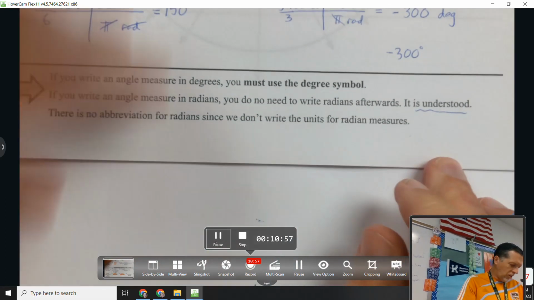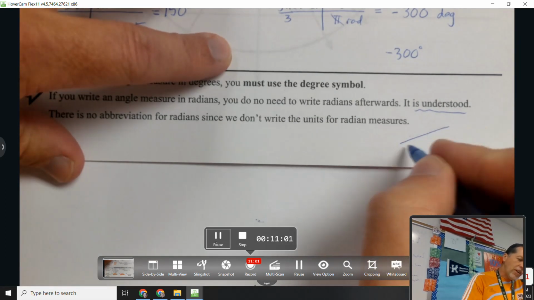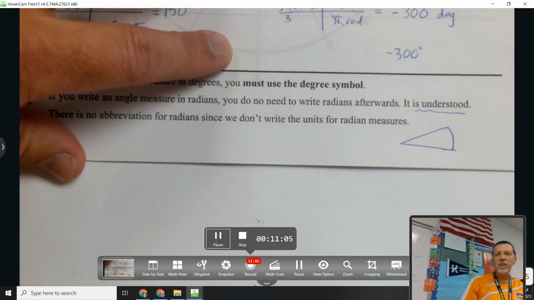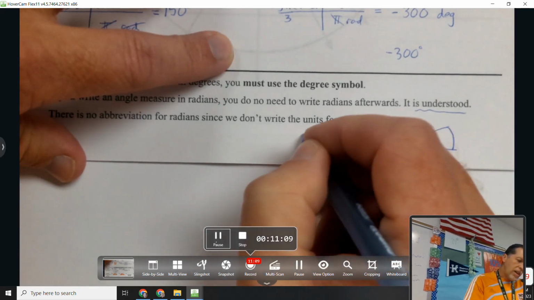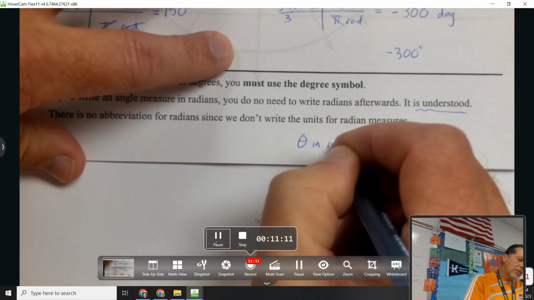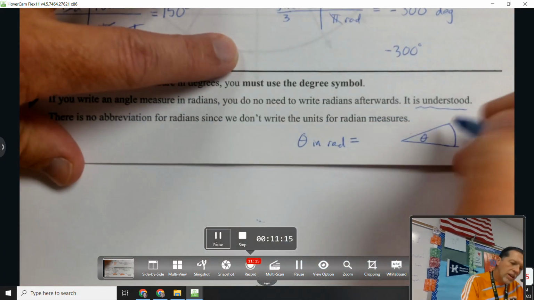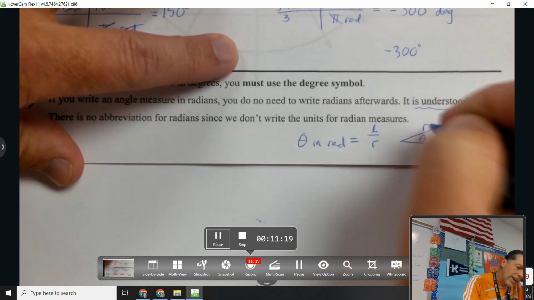The reason it's understood is here's the definition of radians. So there's a piece of a circle, a slice of a circle. Theta in radians, so that angle in radians is the arc length divided by the radius.